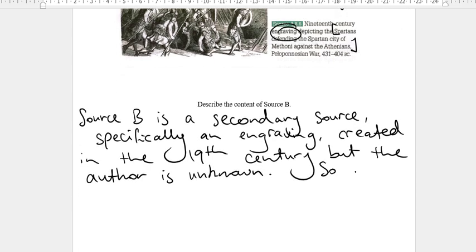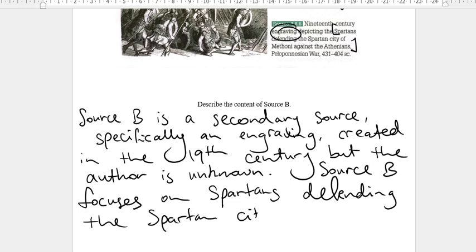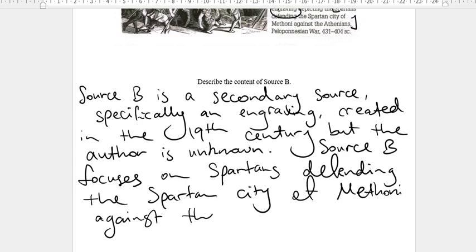Then we can move on and say source B focuses on Spartans defending the Spartan city of Methone against the Athenians.